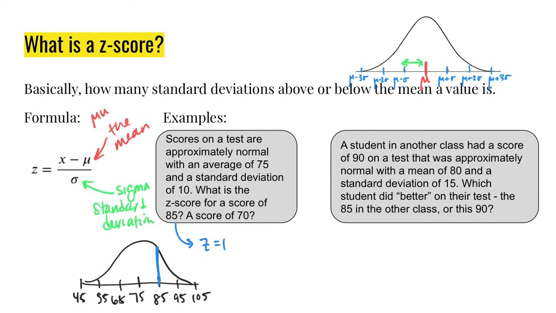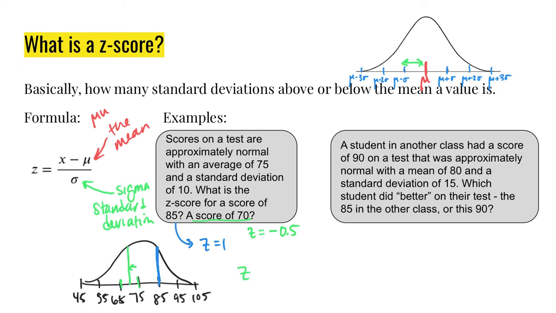What about a score of 70? A score of 70 is going to be right here, smack in between 65 and 75. That is half a standard deviation below the mean. That is a negative 0.5. Let's see what that looks like when we use the formula.